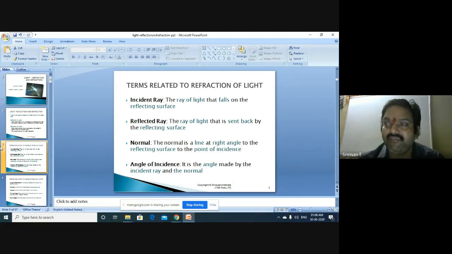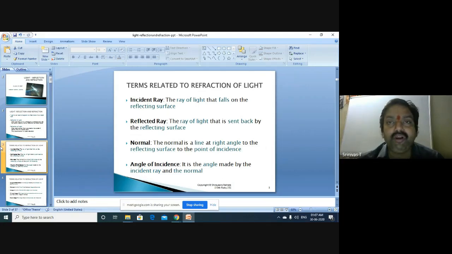Similarly, we can define reflected ray, the ray of light that is sent back by the reflecting surface. Again, the same case: the surface on which the light ray gets incident may be the surface that reflects it back. Because reflection is the property in which it bounces off into the same medium, the ray that is reflected back, bouncing off into the same region, is said to be the reflected ray.